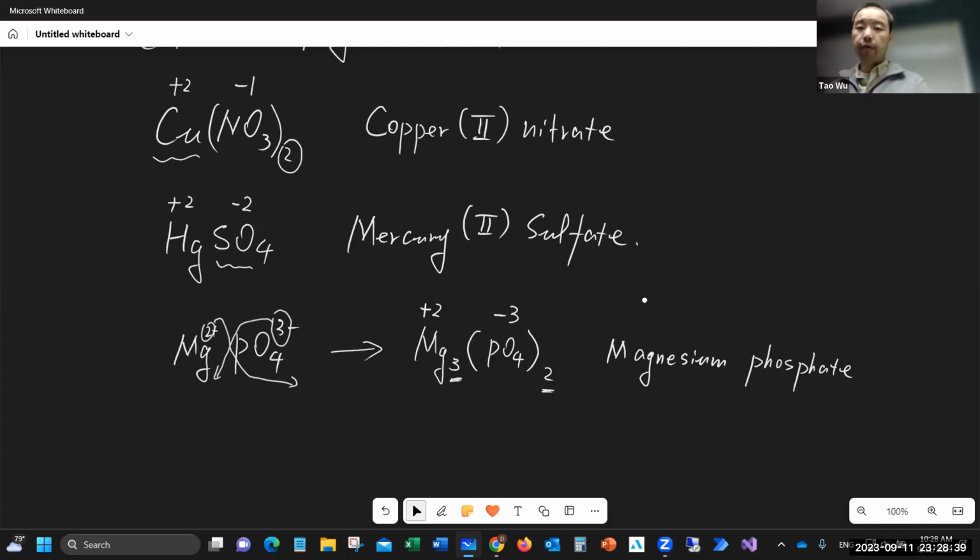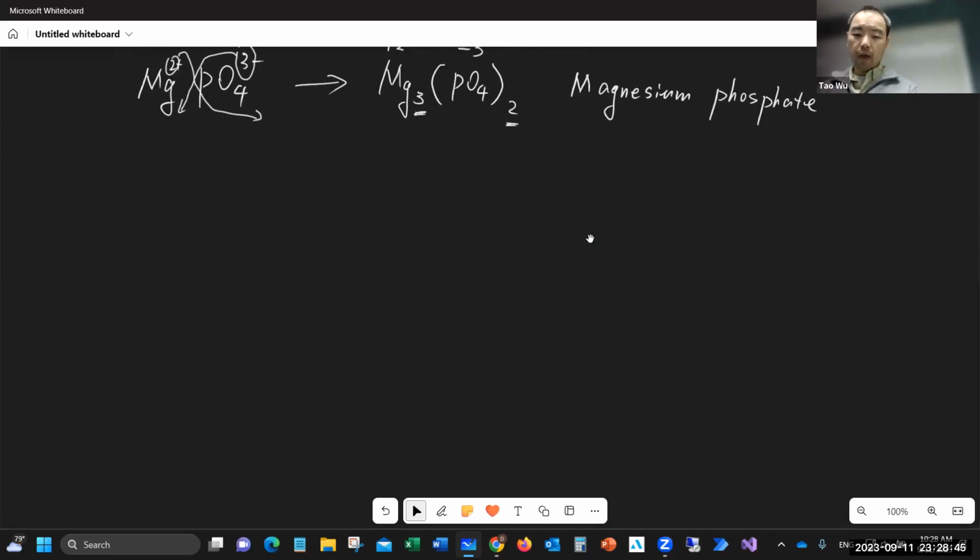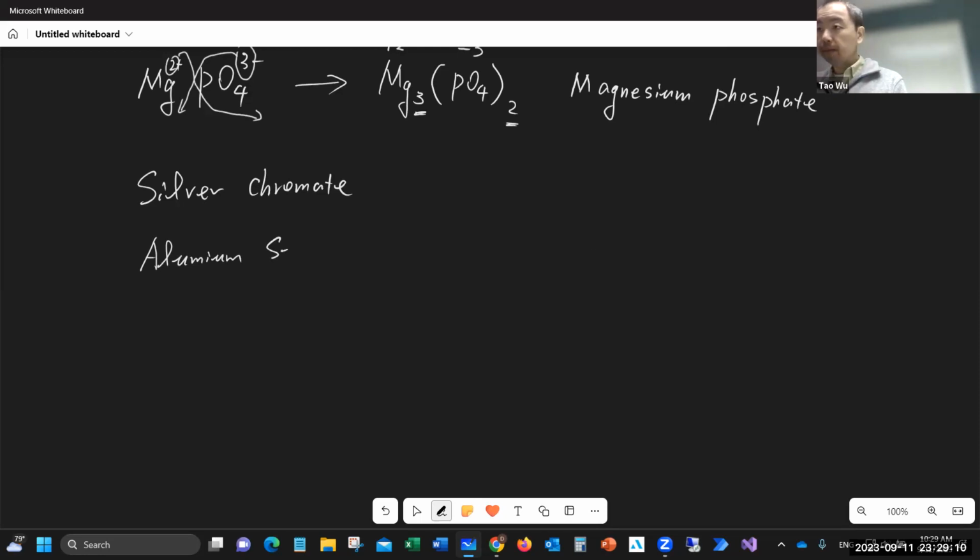Okay, let's review the names. The first one is silver chromate. There's no number shown there, because silver only has one kind of ion. Then it's aluminum sulfate. Again, aluminum only has one. Then barium hydroxide.